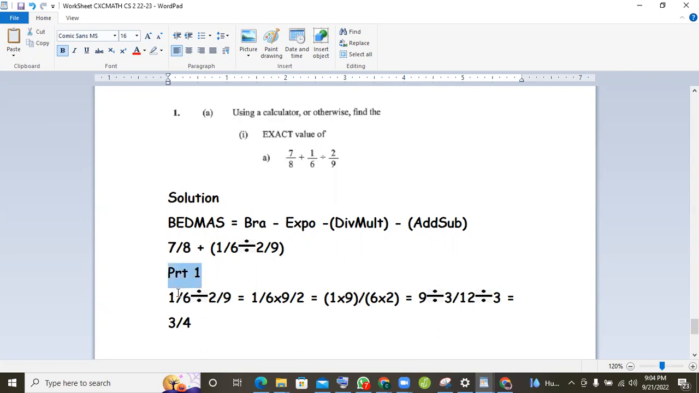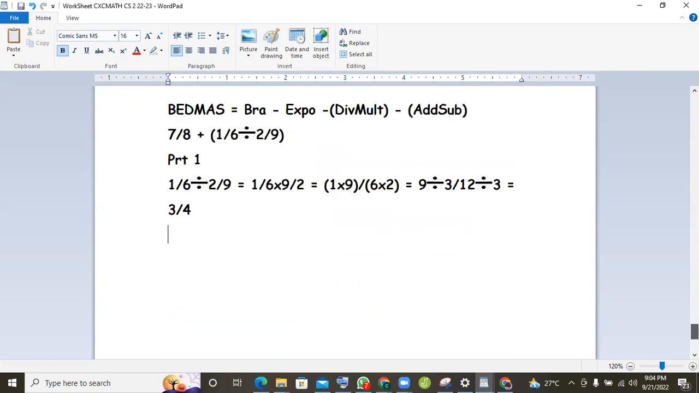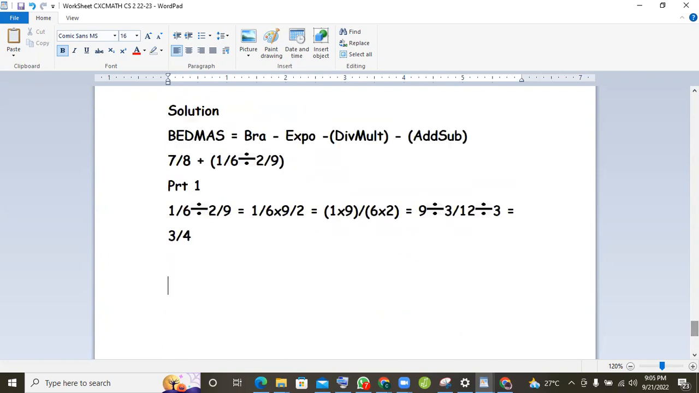Because if you don't do this, then you have to carry the 7/8 all the time. Now we deal with the 7/8. That's one of the ways of doing this. Another teacher might not do it that way. They might carry 7/8 all the time. So you have 7/8 plus 3/4.